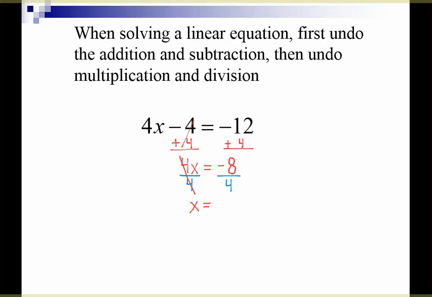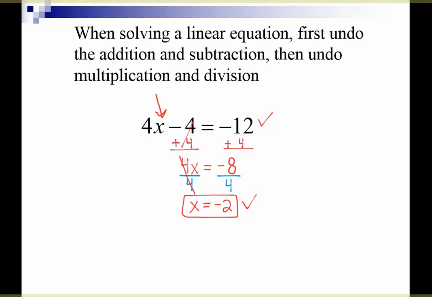Negative 8 divided by 4 is negative 2, so x equals negative 2. You do want to take that negative 2 and plug it back in the original location of x just to make sure it makes sense. 4 times negative 2 is negative 8. Negative 8 minus 4 would give me a negative 12, so this guy definitely checks out. And that's your basic 2-step equation.